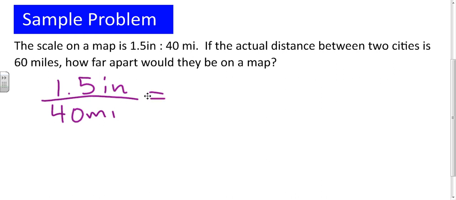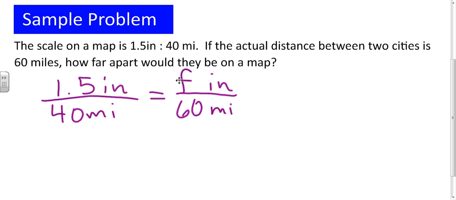Well, I know from the problem the distance between two cities is 60 miles. And I want to keep my units consistent, so I had miles in the denominator here. I should have miles in the denominator on the other side as well, with inches in the numerator. So it's 60 miles, and what I'm trying to find is how far apart they are on the map. So I'll call that F inches.